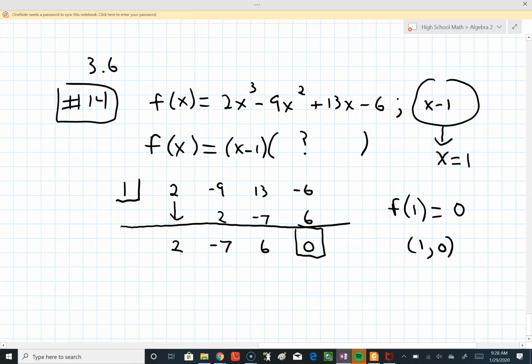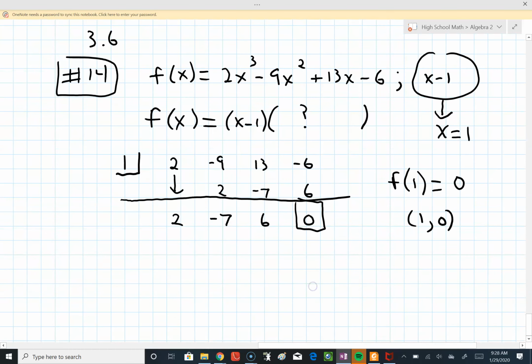Is everybody with me? Yes, Natalie? So the question is asking us to solve for all the zeros? Yeah. To get this new polynomial. What is this 2, -7, and 6 telling us? It has to do with this question mark here. Okay. This is the quadratic that fills in that blank.